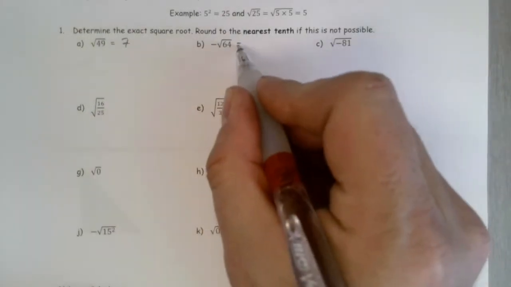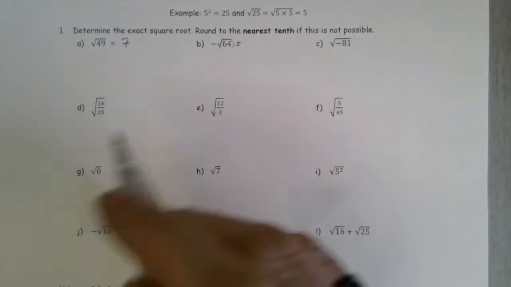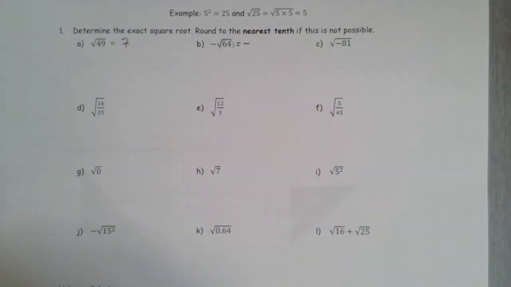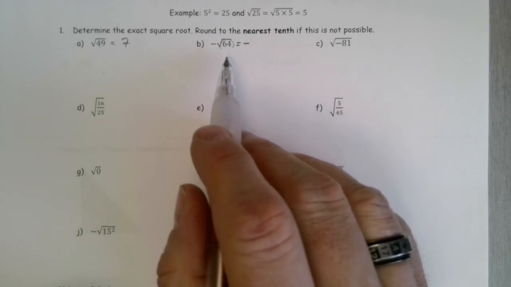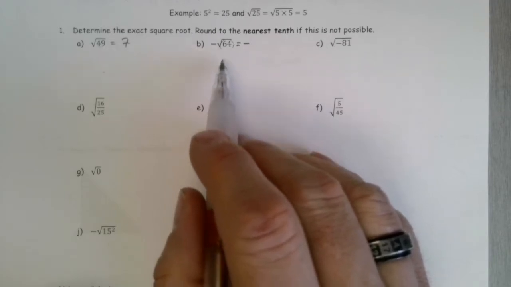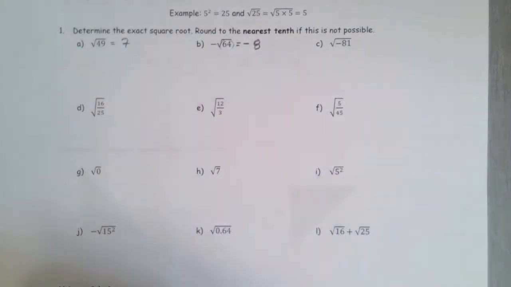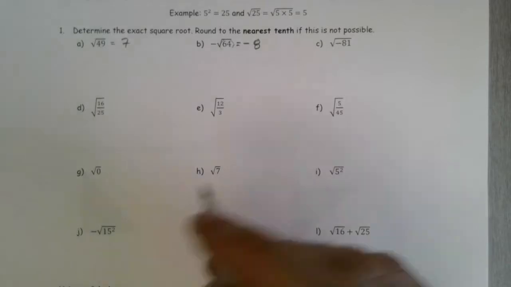That negative, again, don't get thrown off by that negative. There's a set of parentheses around what's underneath. So we're going to just take that, and then we'll apply that negative later. So the negative sits out front. 64, if 64 is the area, what would the side length be? Well, it would be 8, because 8 times 8 is 64. And then the negative gets applied afterwards.